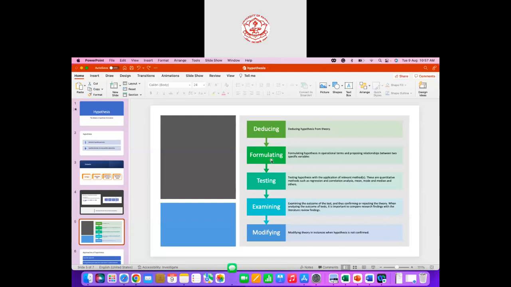So this slide becomes more clear. Deducing the hypothesis from the theory, formulating the hypothesis in operational terms, and proposing a relationship between two specific variables based on the theory. Then you test the hypothesis with the application of relevant methods. You can derive the hypothesis for qualitative research and quantitative research. Qualitative research tools are different from quantitative research. In quantitative research, you test with statistical significance, and in qualitative research, methods such as case studies and observation are used.